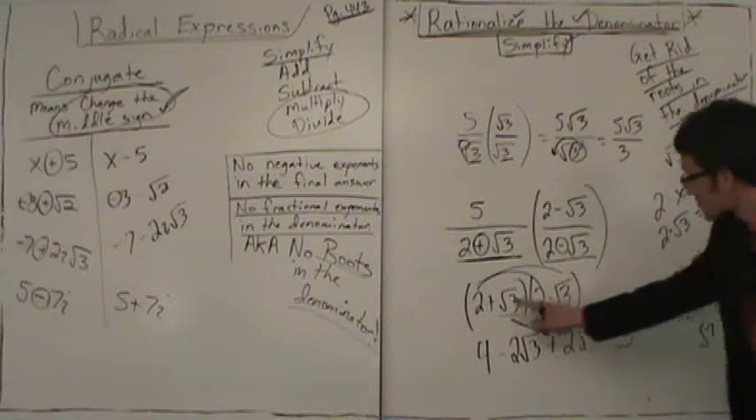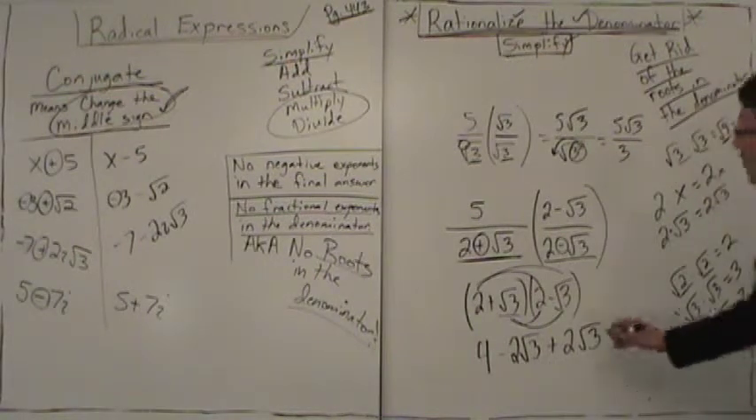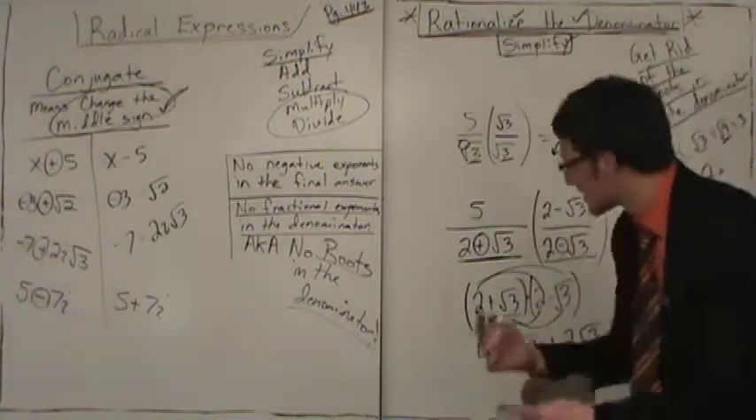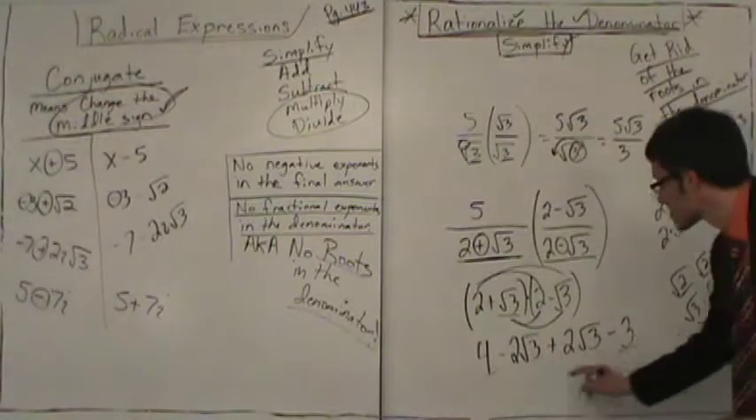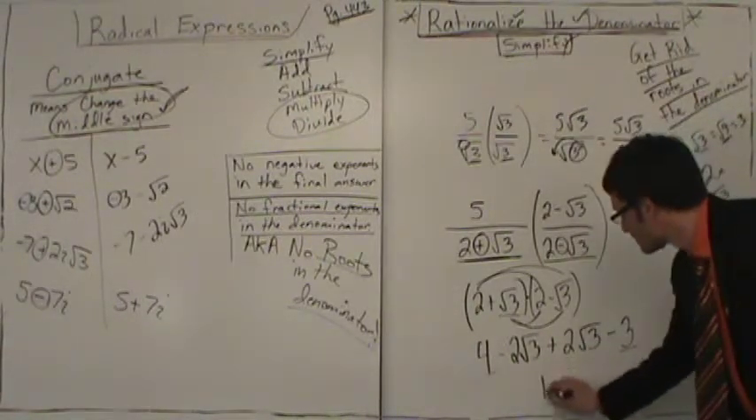So let's go ahead and do this. Root 3 times root 3 is just 3. Now, we're done multiplying. Now what are we doing? We are adding. So we add things that match. Numbers with numbers. 4 minus 3 gives a 1.